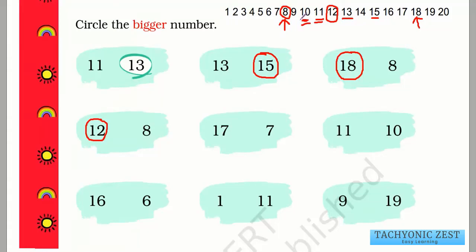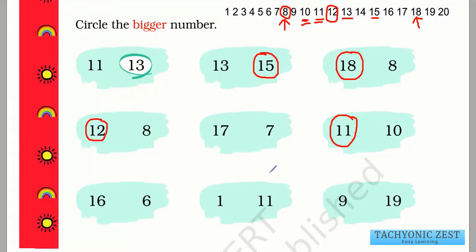We can see that 10 comes before 11, or after 10 comes 11, so 11 is the bigger number. First 10 comes, then 11. We can also count: 8, 9, 10, 11. So the number which comes later is the bigger number. So here 11 is the answer.